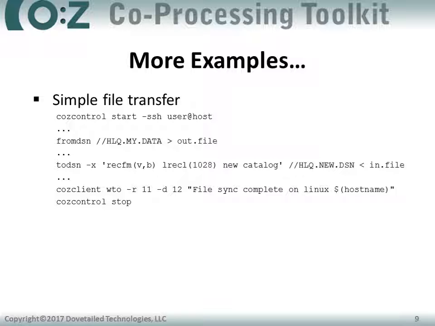Here is another example, an even simpler example. The Cozy Control Start command is the same. The fromDSN command transfers a dataset from z/OS and saves it to a local Linux file, out.file. Next, transfer in.file to a z/OS dataset, allocating the dataset in the process. The Cozy Client command is used to write a message to the operator, providing a completion message. On completion, the Cozy Control Stop command is issued.